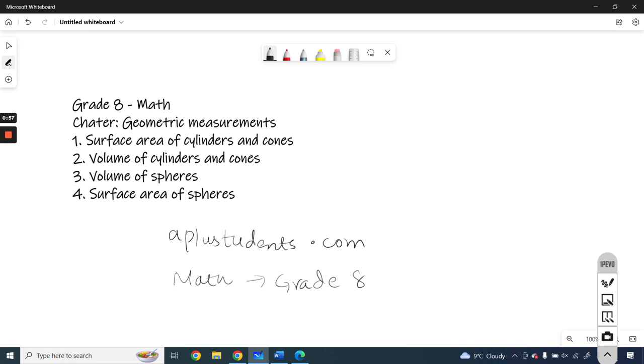So we're going to start with the chapter geometric measurements, and the lessons we are going to cover today are surface area of cylinders and cones, volume of cylinders and cones, volume of spheres, and surface area of spheres. So let's start with the first lesson, that is surface area of cylinders and cones.